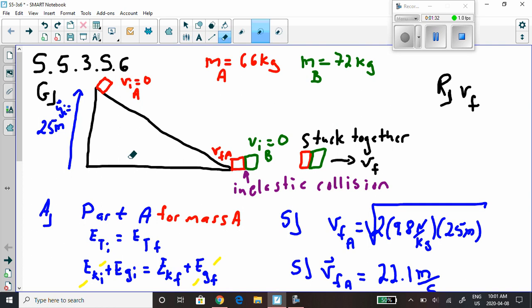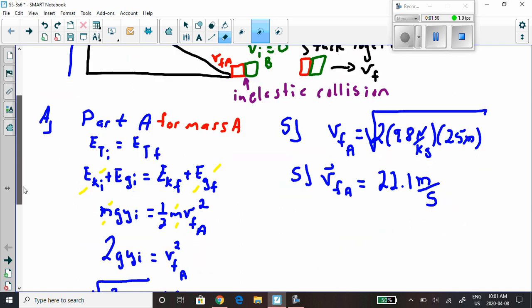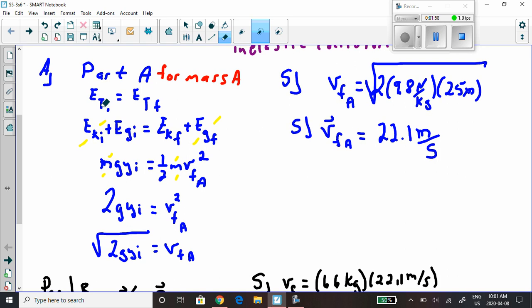All right. So analysis. Here we go with the analysis. There's really two parts to this question. Part A is for mass A. As this slides down, we need to use the law of conservation of energy to find out how fast it is going when it gets to the bottom of the hill and is about to hit the stationary skier. So we use the law of conservation of energy here. And that's what I've done right here.